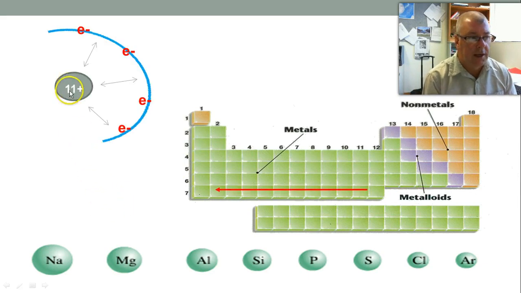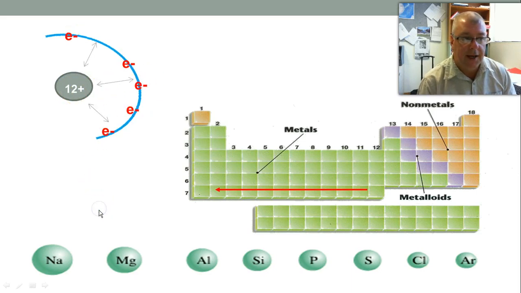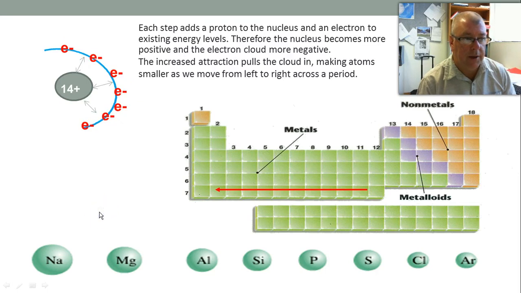And this is just showing it. Here we have element 11 drawing its electrons in. We add another electron, we add another proton. The force between these guys is increased and they get drawn in more. Okay, add another electron, they get drawn in again. And one last go. There we go. So each step we add a proton to the nucleus and an electron to the existing energy levels. We're not making any more shells because we're talking about being in the same period, and that attraction draws the cloud in, and so atoms are smaller.